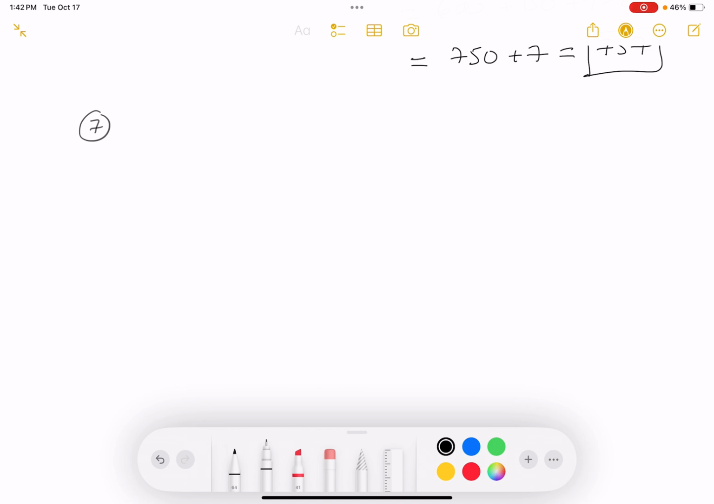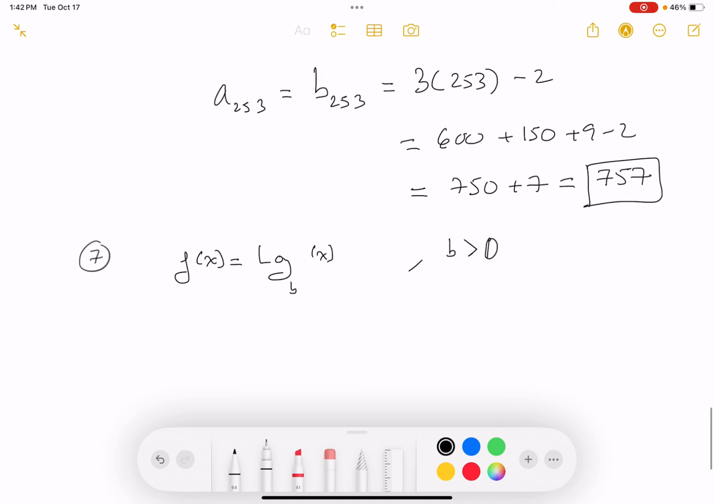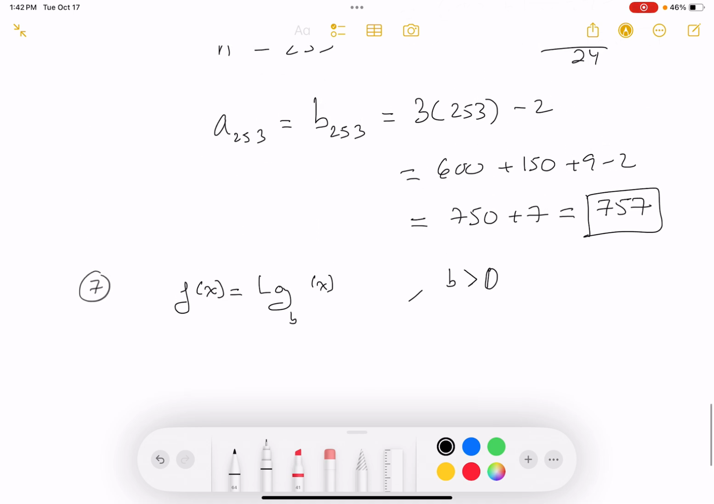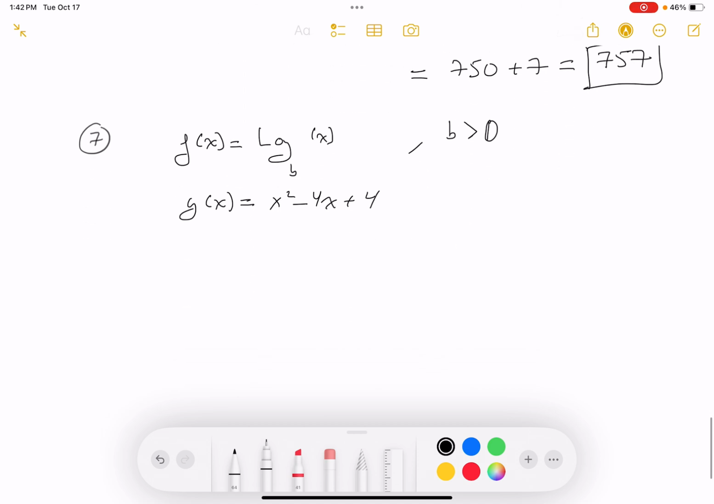And what do I see over here? I see that it's f of x equals log base b of x. And by the way, they told me b is greater than 1. I'm sorry, greater than 0. Sorry about that. They go on to say g of x is equal to x squared minus 4x plus 4. All right, I got that part covered.